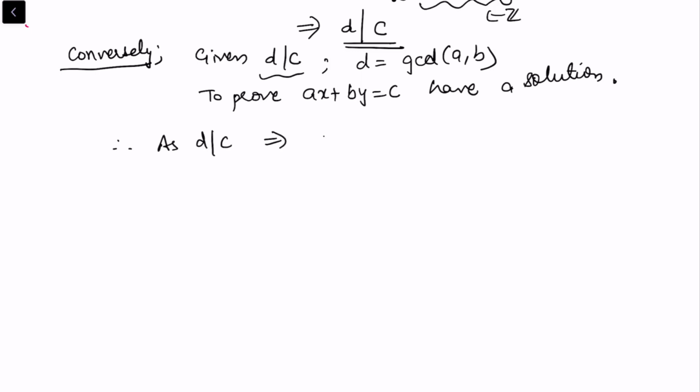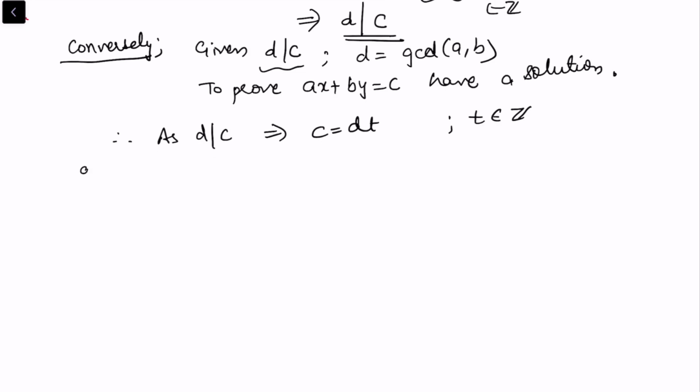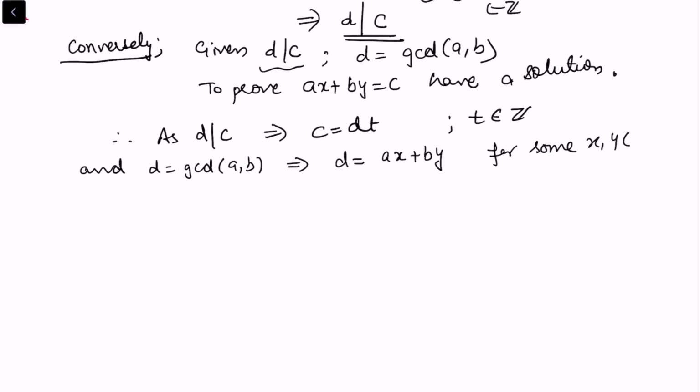So from here I can write c as dt for some t belonging to integer, and we also know that d is the GCD of a and b. So this is given to us. So this implies d must be written as a linear combination of a and b. So let's write d as ax plus by for some x and y which belong to integer.